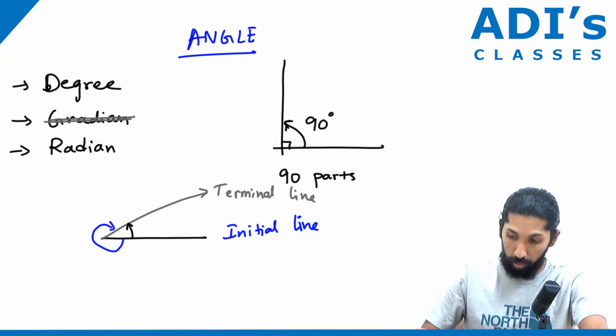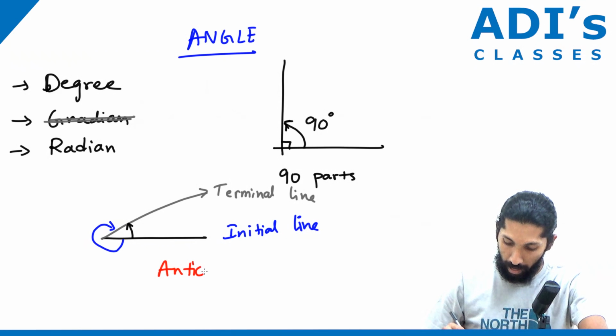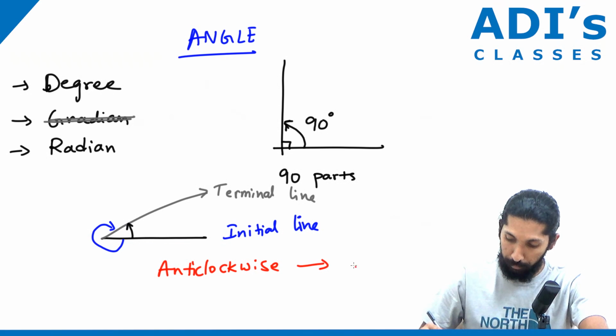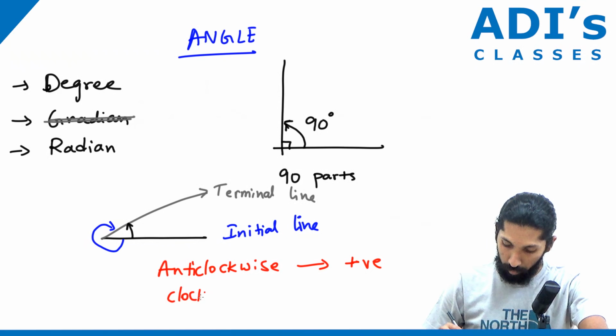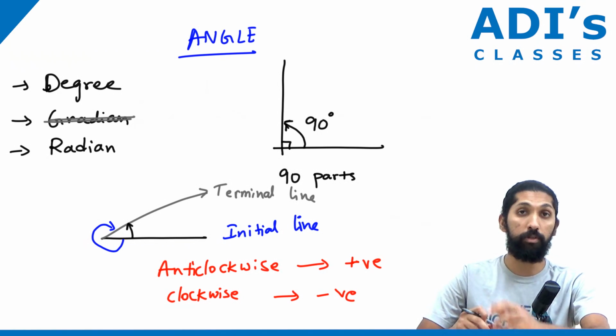Clear? So let me be very, very clear here. Anti-clockwise direction is a positive angle. And clockwise direction angle is a negative angle. Now this is a convention that we use everywhere.